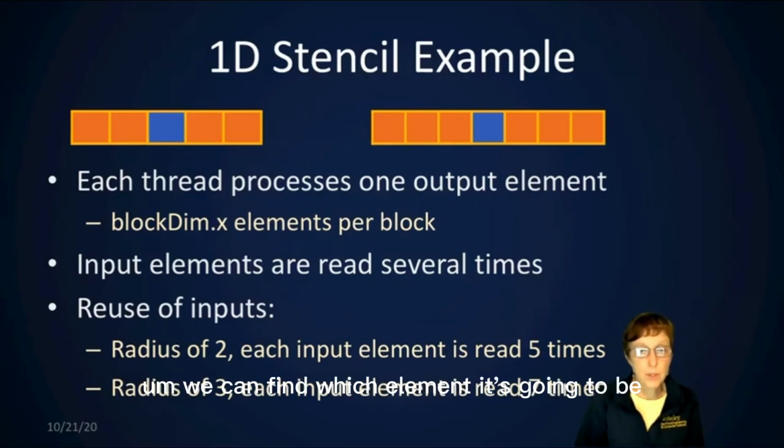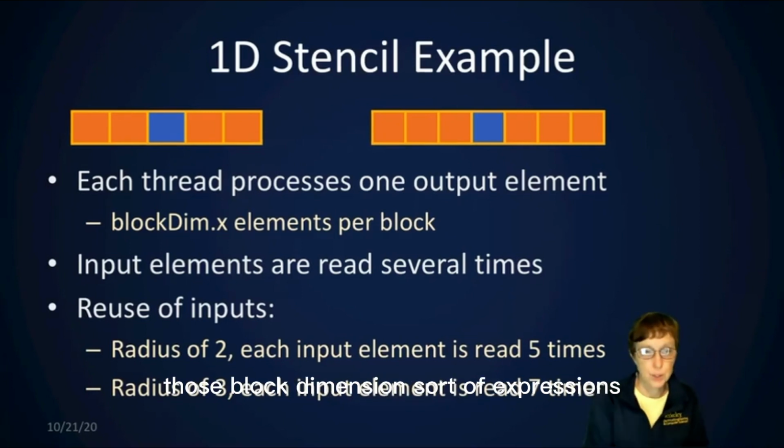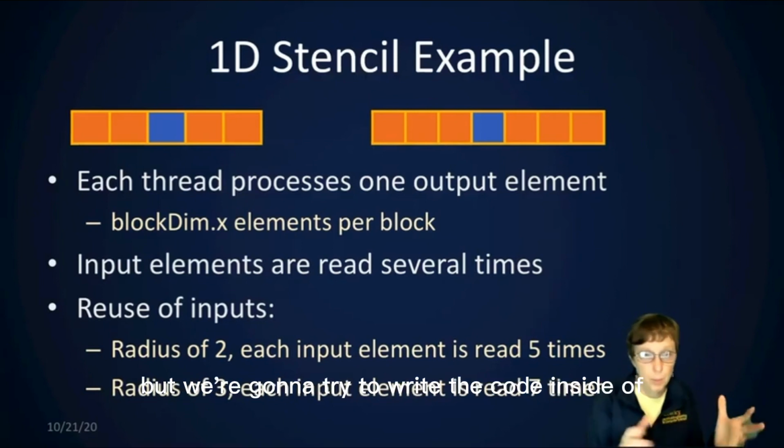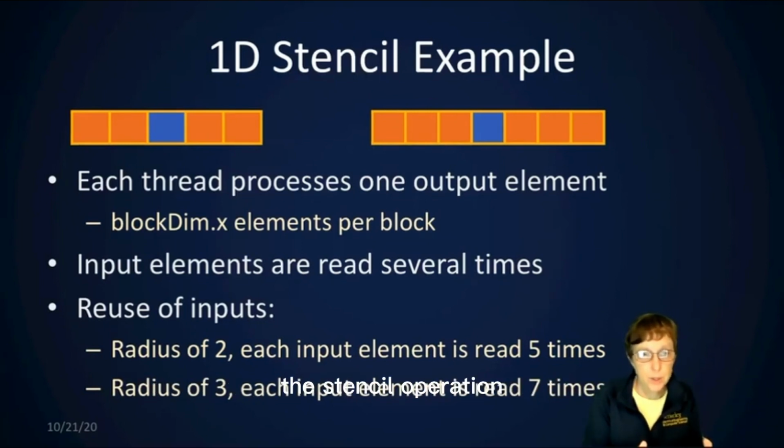We can find which element it's going to be computing on by using one of those block dimension expressions. Each block is going to have this block dim number of elements per block, which will be specified at the call point. But we're going to try to write the code inside of the stencil operation so that it doesn't depend on a particular constant value of the block dimension. It can be passed in.